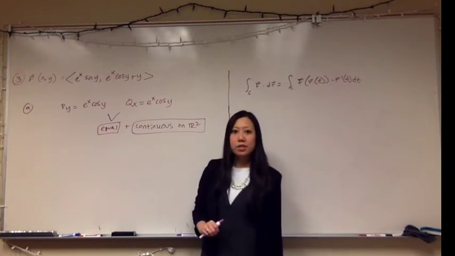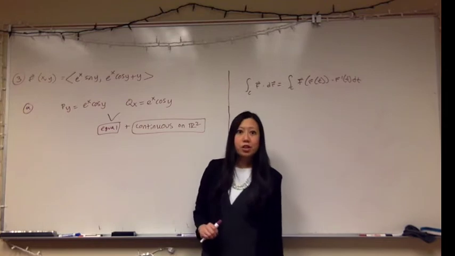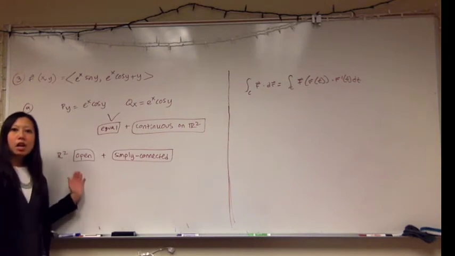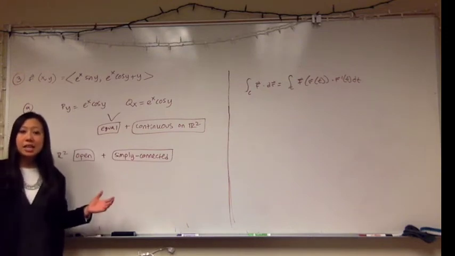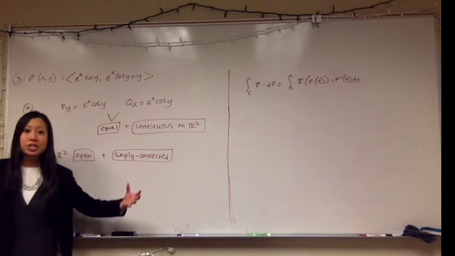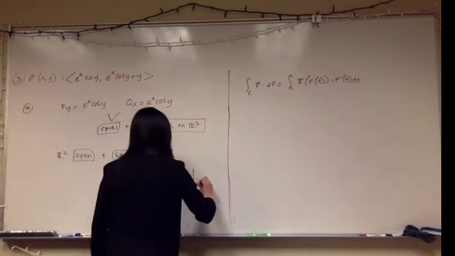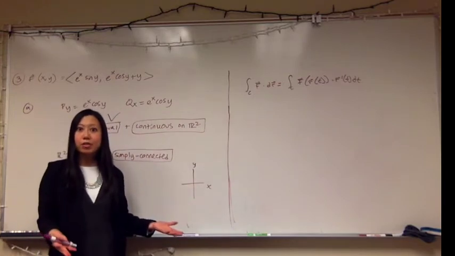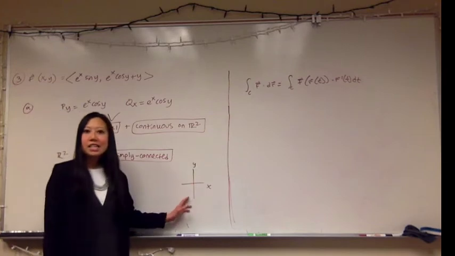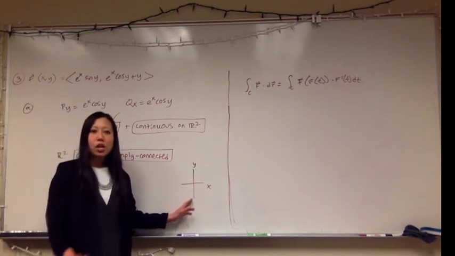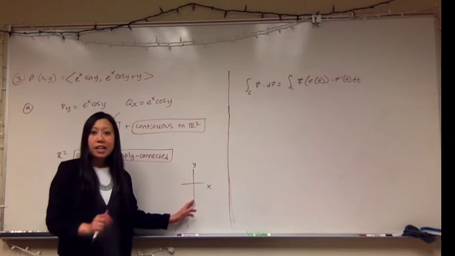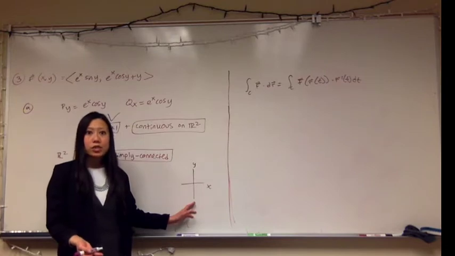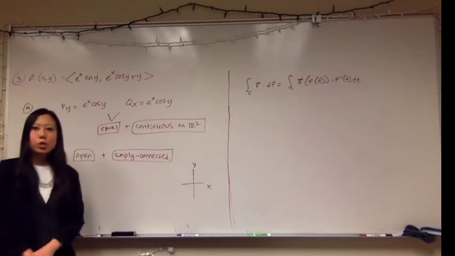So I have equal and continuous partials on R2, and now I just have to check that R2 is open and simply connected. R2 is open because it does not contain any boundary points. R2 extends on forever in every direction, so it doesn't contain any boundary points. And it's simply connected because any simple closed curve that I draw in R2 will only contain points in R2. So any point inside that simple closed curve will only be points in R2. That's why R2 is open and simply connected.